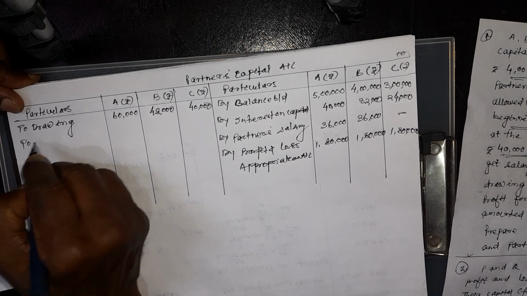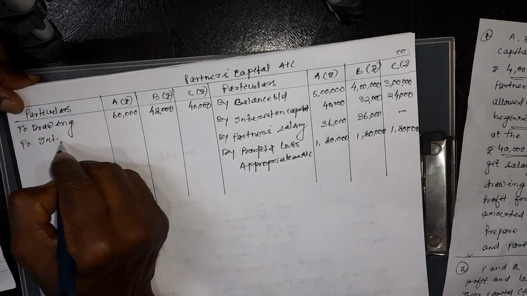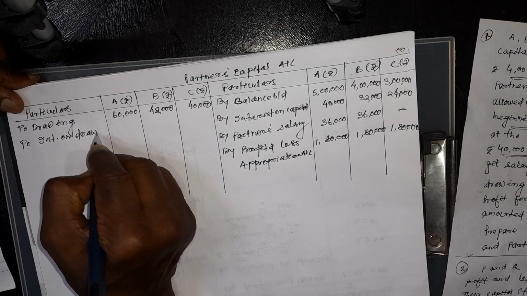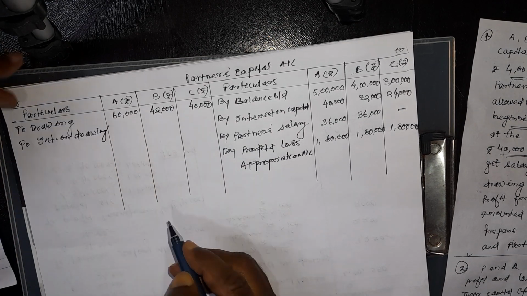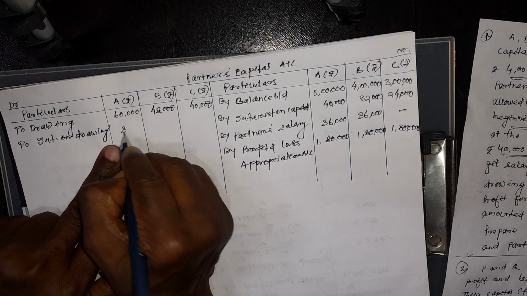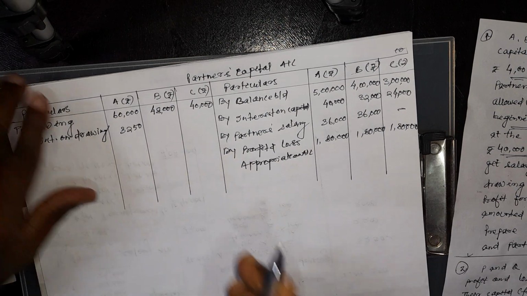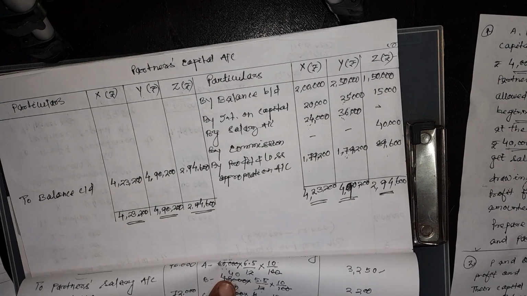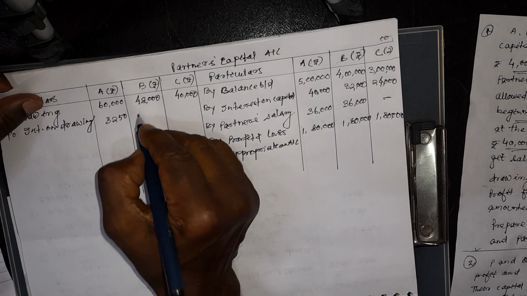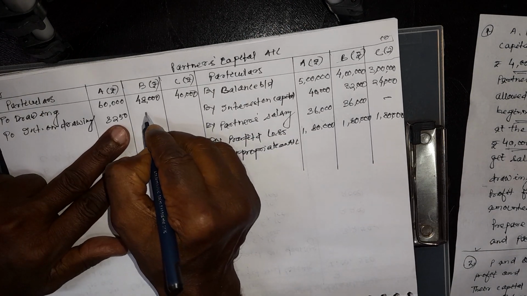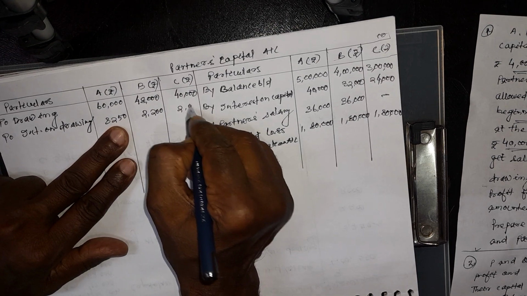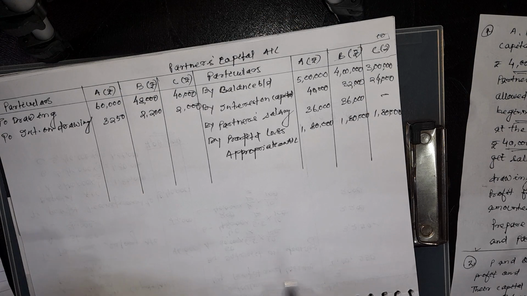Then you write to interest on drawings. How much is the interest on drawings? That is already calculated. For A we have calculated 3,250. You wrote it here. That means 3,250, 3,200, 2,000. Clear?